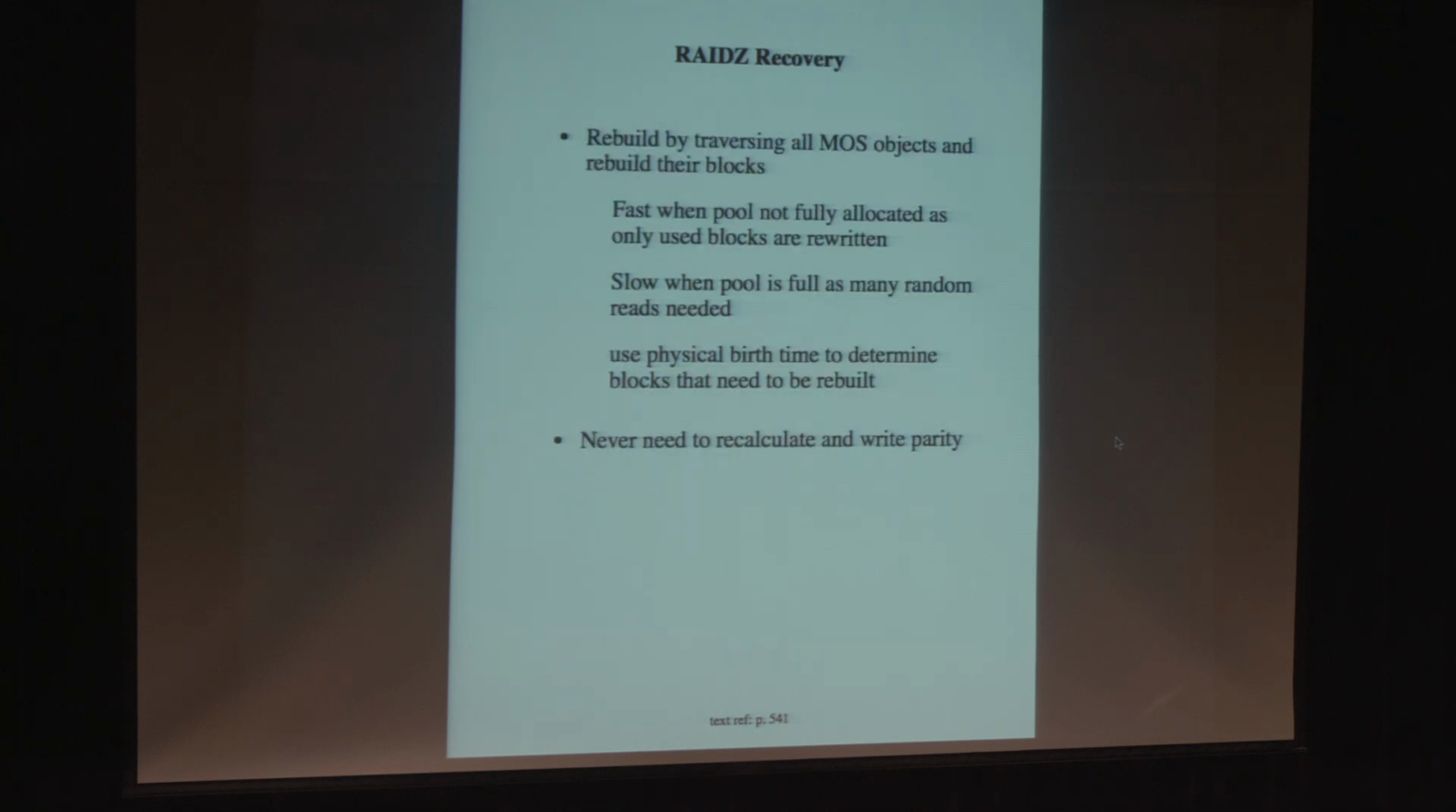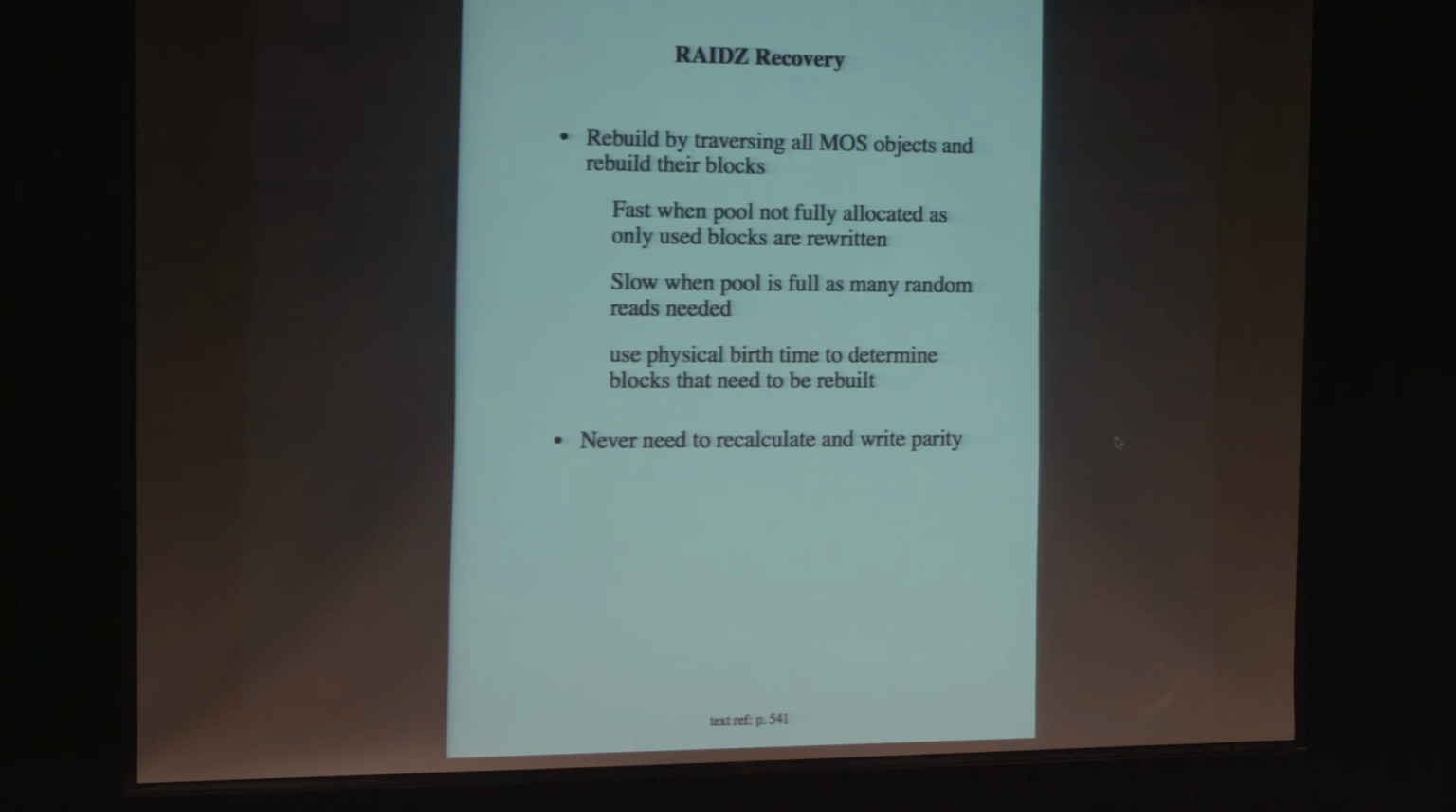All right, so let's talk then, we've got this RAID Z. How do we do the recovery of it? We have to traverse all the file systems. So we essentially have to descend, starting from the uber block all the way down through everything and look at all the block pointers in the whole tree, because that's the thing that points to where the blocks are. This is fast if your pool is not fully allocated.